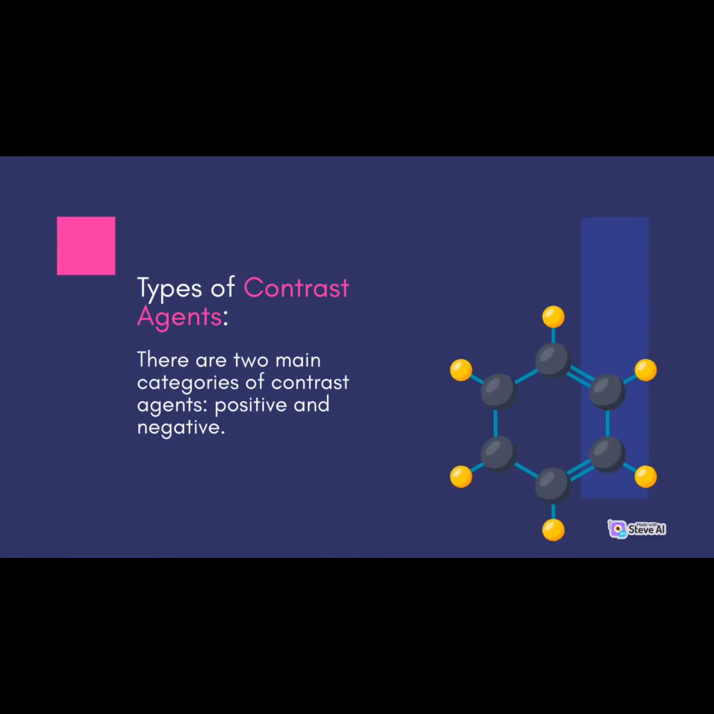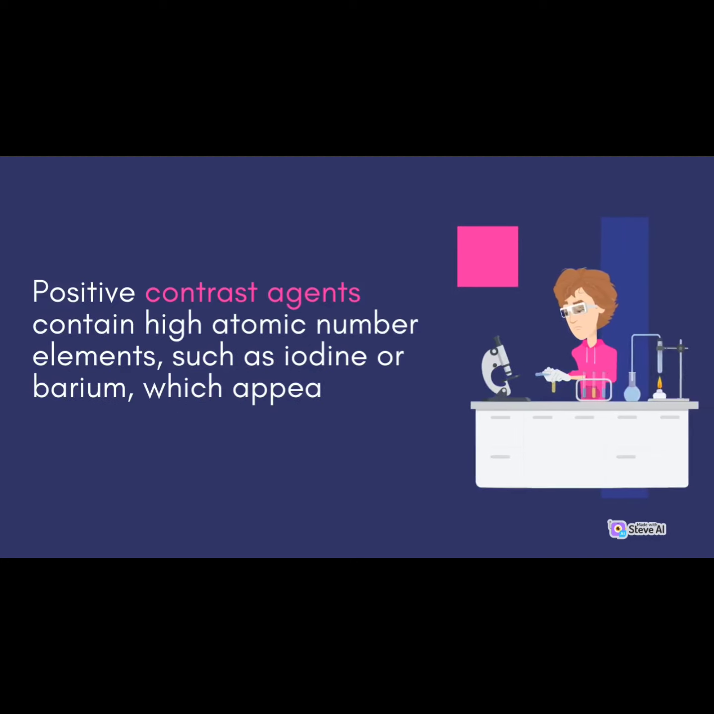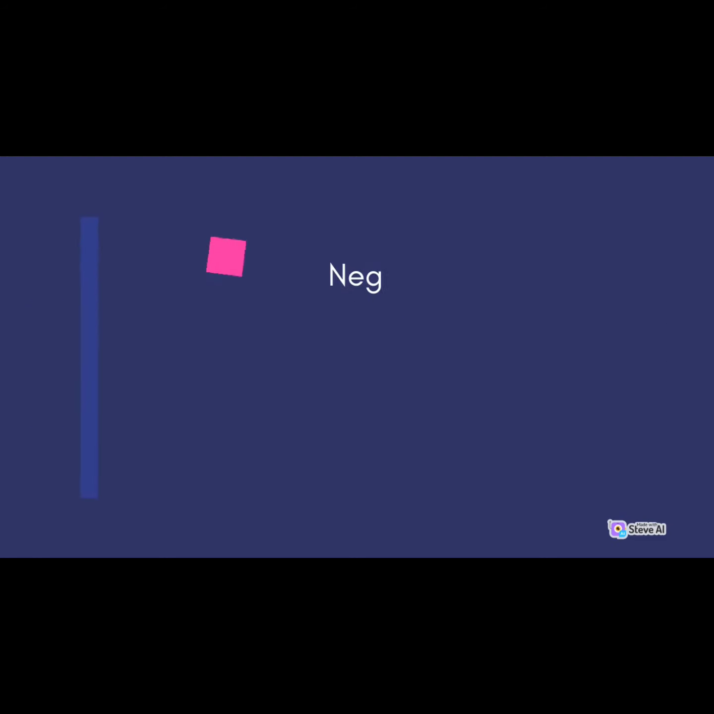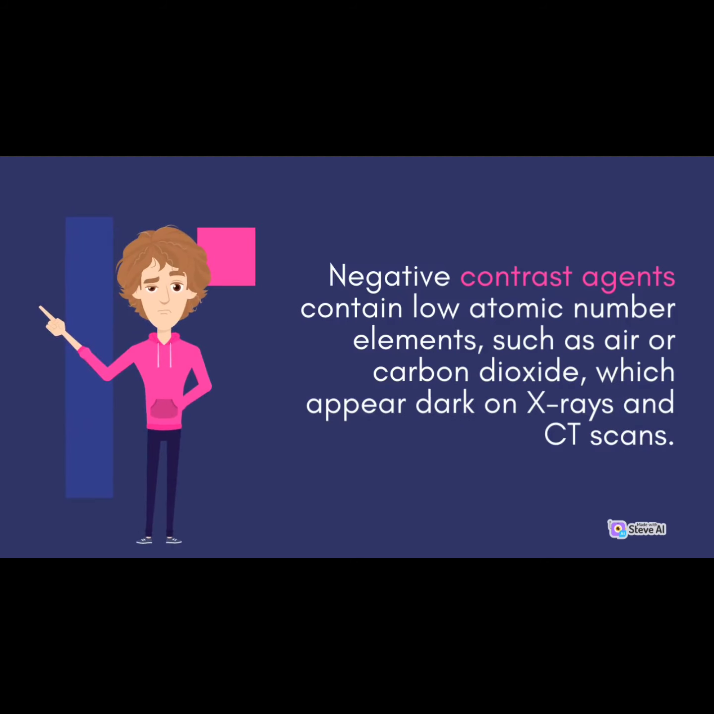Types of contrast agents. There are two main categories of contrast agents, positive and negative. Positive contrast agents contain high atomic number elements, such as iodine or barium, which appear bright on X-rays and CT scans. Negative contrast agents contain low atomic number elements, such as air or carbon dioxide, which appear dark on X-rays and CT scans.